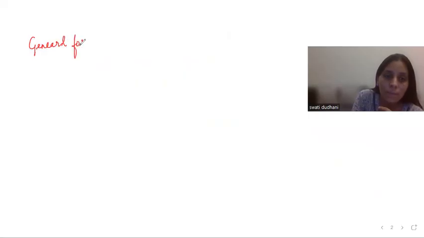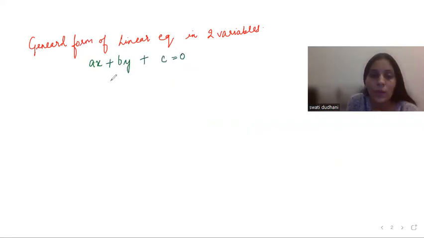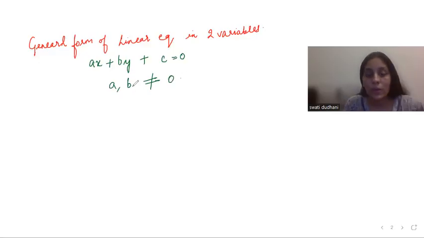The general form of a linear equation in two variables, because this chapter is about two variables, is ax plus by plus c equal to 0, where a and b should not be equal to 0. Because a is the coefficient of x, b is the coefficient of y, and c is a constant. It is a linear equation in two variables, x and y. This is the general form.